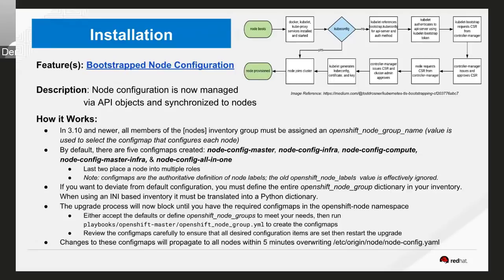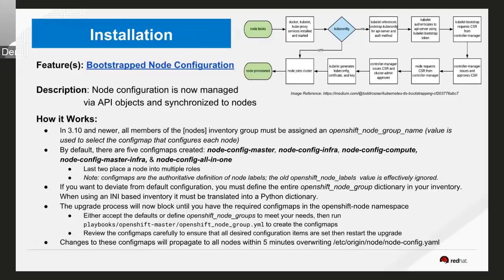What you'll see in 3.10 is that for each node group type, there is a config map created and managed within the cluster that holds your node config YAML definition. If you want to make changes to how your nodes are configured, you edit that file directly in the cluster, just like any other config map. There's an agent now running as a daemon set on every node that will see that change, bring it down to your local machine, and restart the kubelet to make the new configuration take effect. So basically now all management of your nodes and how they're configured can be handled centrally within the cluster.